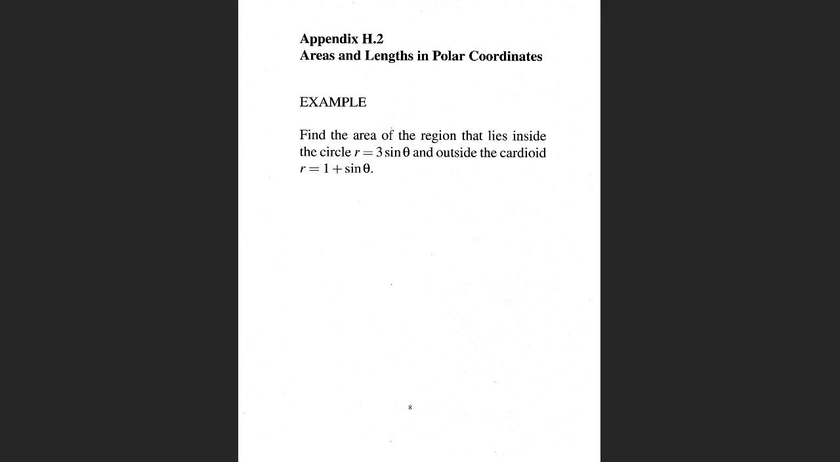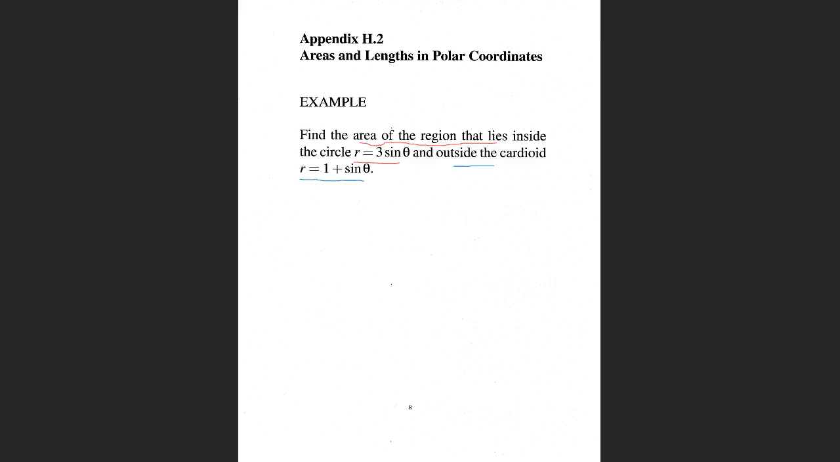Okay, so in this problem, we want to find the area of the region that lies inside this circle, r equals 3 sine theta, and outside the cardioid, r equals 1 plus sine theta. So what's the first thing we need to do for this problem? We need a graph. Can't do it without the graph. So we have to go into Desmos and draw both of these polar graphs.